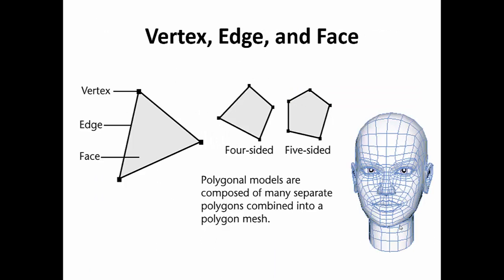Here are the components of a polygon. You have vertices, which are the individual little points. Then you have an edge, which connects two points, essentially a line. And if you have an enclosed shape, that creates a face. You have 3-sided, 4-sided, 5-sided, 6-sided, and so forth. Anything above 4-sided polygons are called n-gons, meaning they're non-planar.